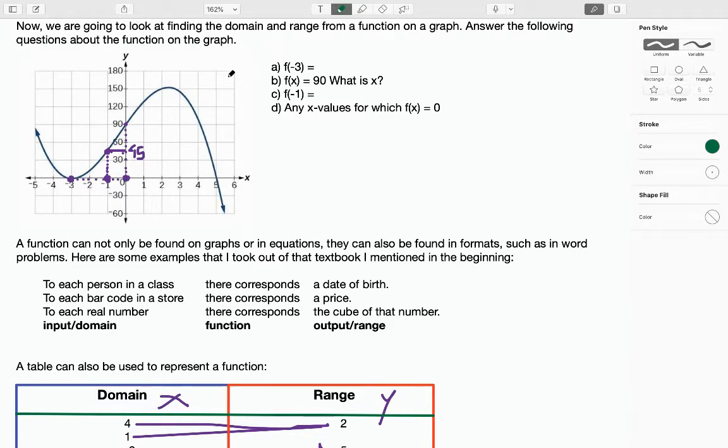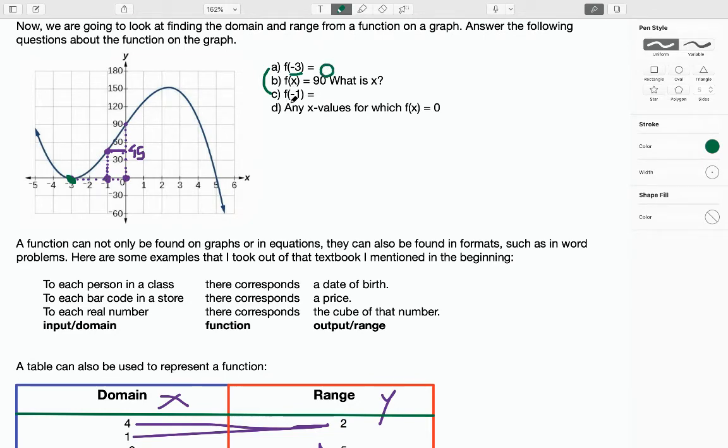Okay, I feel like you probably have it right now. So I'm going to change this order and go from A to C and then B and D. So, f of negative 3 equals what? Here we have the input and are looking for the output. Now remember, the input is on the x-axis. So we go to the point on the x-axis and then we see where it is in relation to the y-axis. Is it 120? Nah, it is 0. So the output is 0.